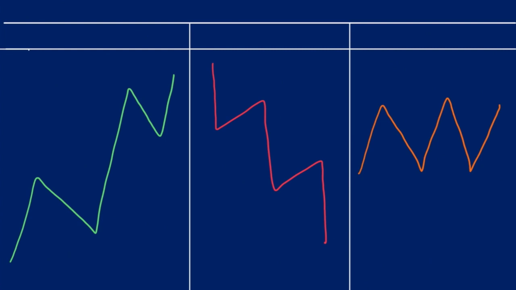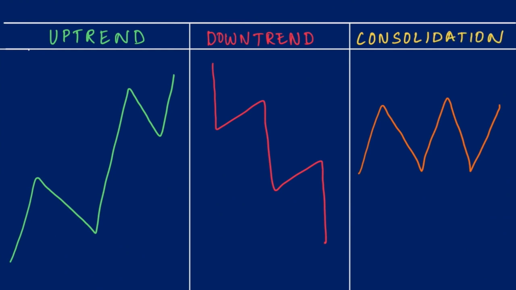If the stock is going up, we will say that the stock is in uptrend. If the stock is going down, then we call it a downtrend. If the stock is moving sideways, then we call it sideways or consolidation.